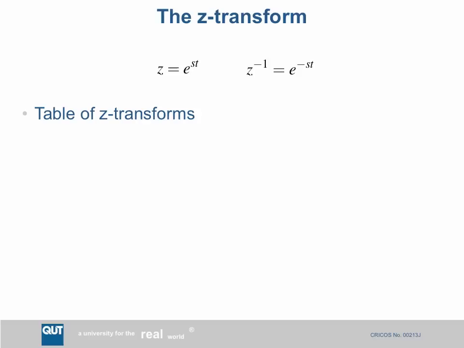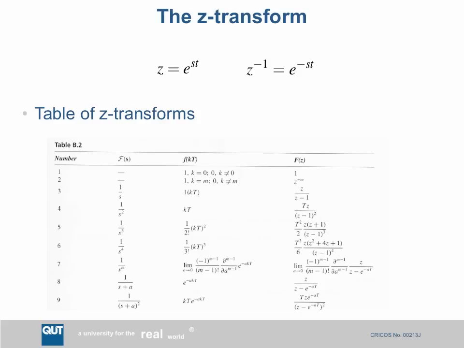Now, the z transform was typically tabulated, and in most control books there are tables of Z transforms. On the Blackboard site I have posted a PDF file that contains Z transforms. You'll find lots of Z transform tables on the web, on Wikipedia or wherever. The particular table that I've handed out to you via Blackboard contains four columns. The second column is an expression of a Laplace transform.